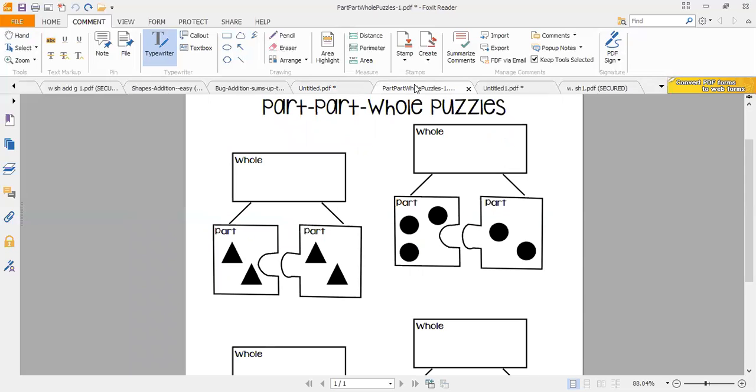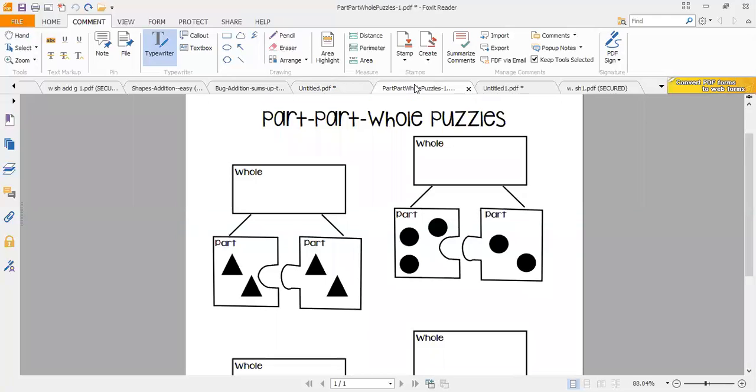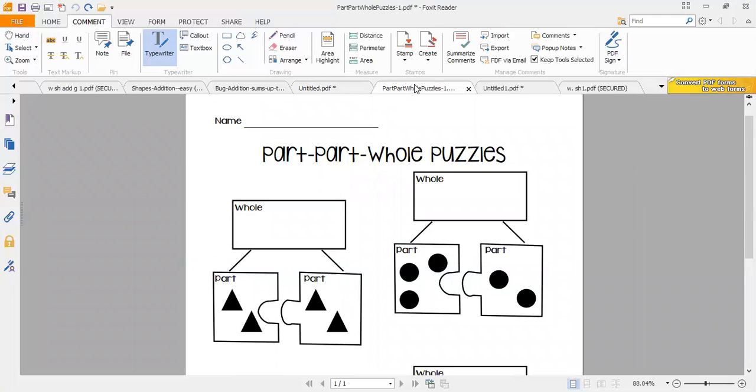This is a puzzle game. Do you know the puzzles game? Part, whole, puzzles. Here we will use the puzzles game to do the part whole model. Here we have two parts and we should put the two parts together to get the whole.